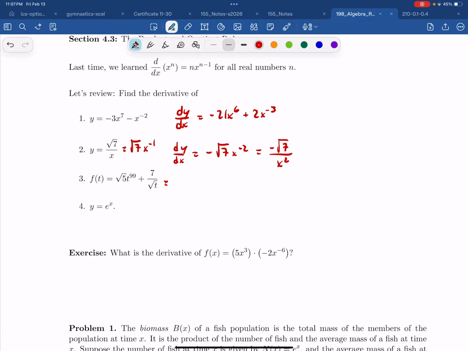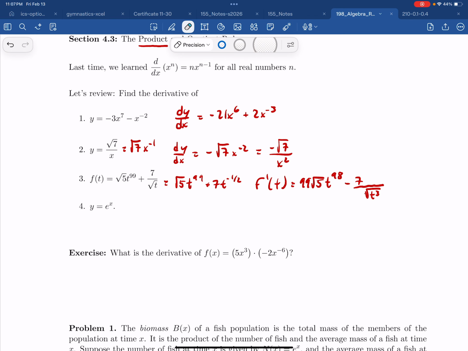For f of t, just note that you can rewrite f of t as root 5 t to the 99th plus 7t to the negative 1 half. So f prime of t is given by 99 root 5 t to the 98, and then this will be minus 7 halves t to the negative 3 halves, or if you'd prefer, you can write this with the square root of t cubed down there. There you go. Okay. You have that.